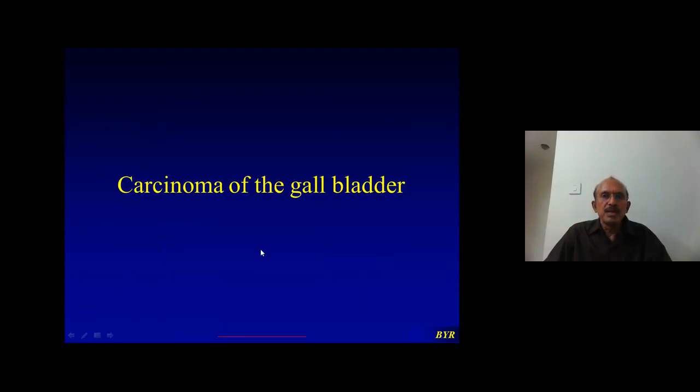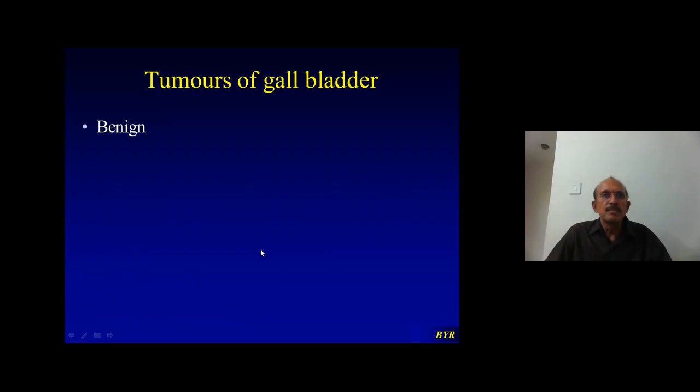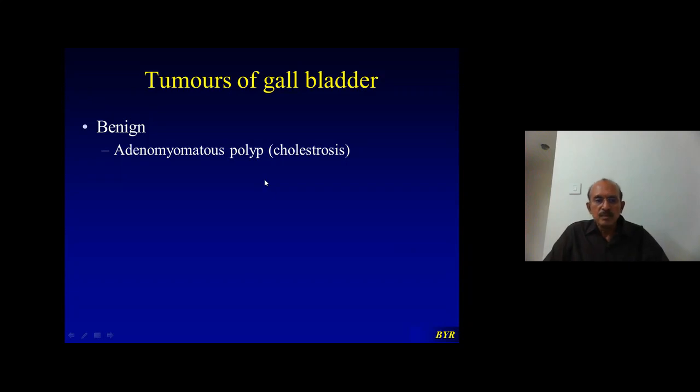The last topic of this gallbladder and bile ducts is carcinoma of the gallbladder. The tumors of the gallbladder: benign adenomyomatous polyp, that is cholesterosis, we already discussed during our previous discussion. What is the other name for cholesterosis of the gallbladder? Yes, very good. It is called strawberry gallbladder.